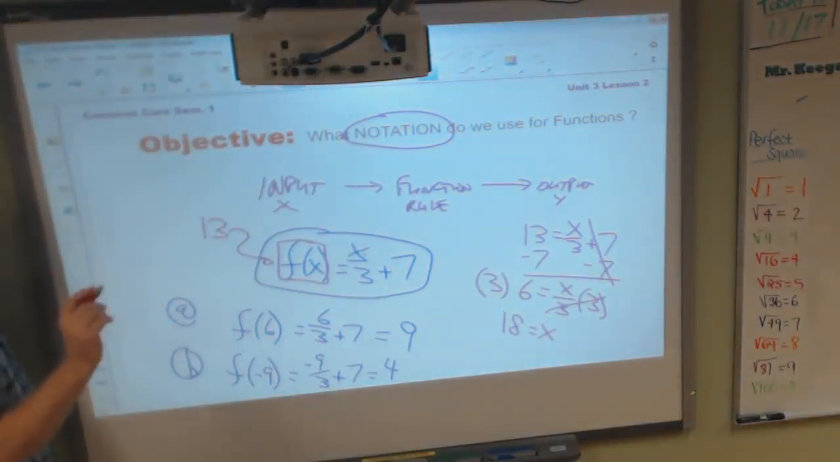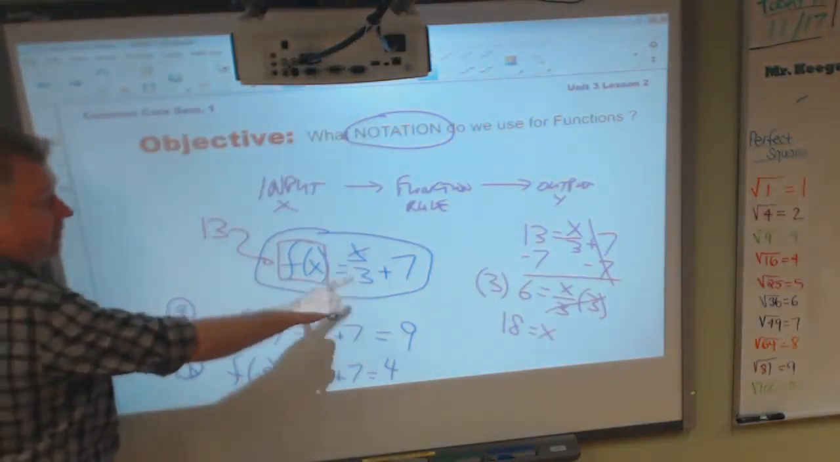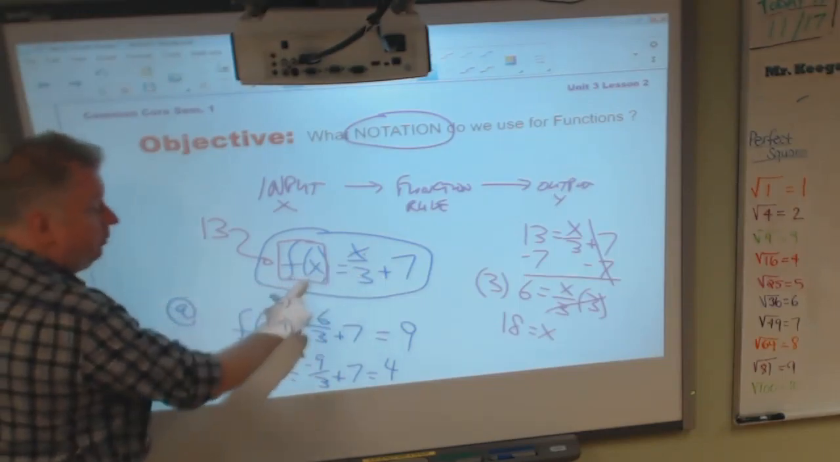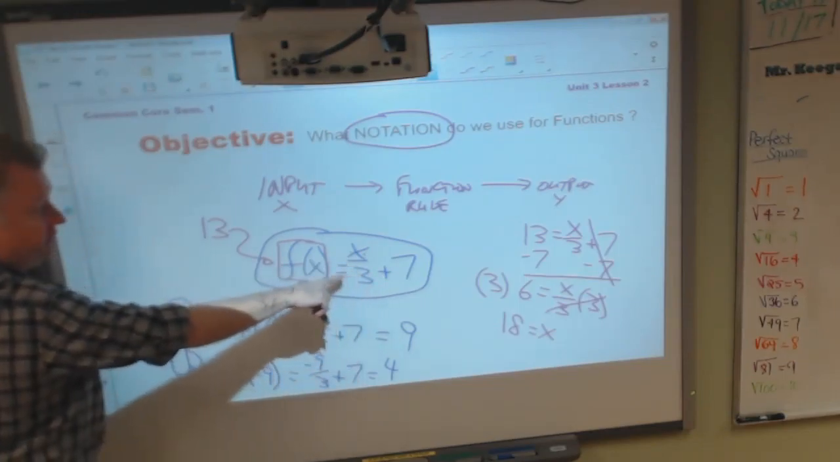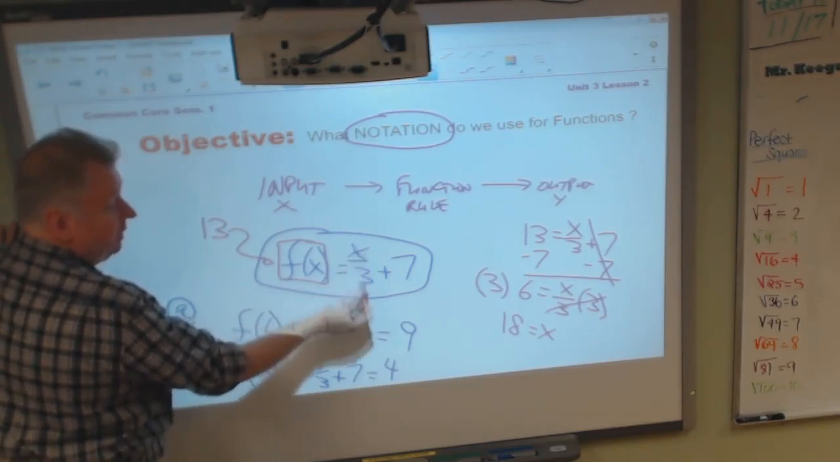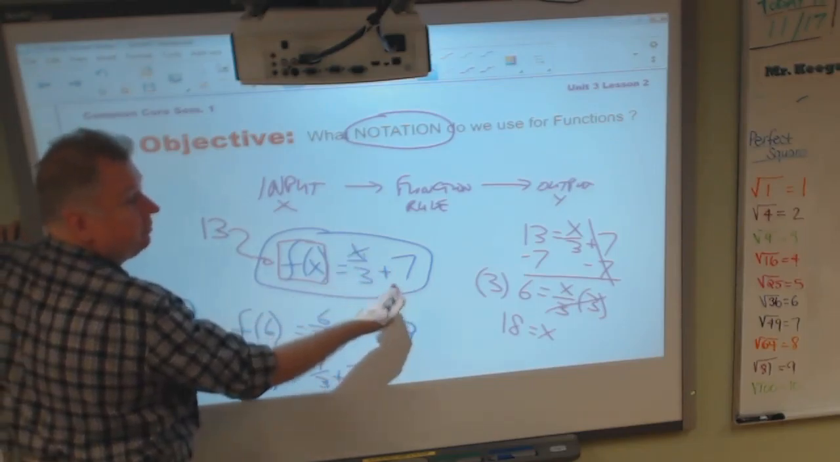And just to make sure we did it right, if we plug the 18 in now, we should get f of 18 is equal to 13. What's 18 divided by 3? 6. And 6 plus 7?